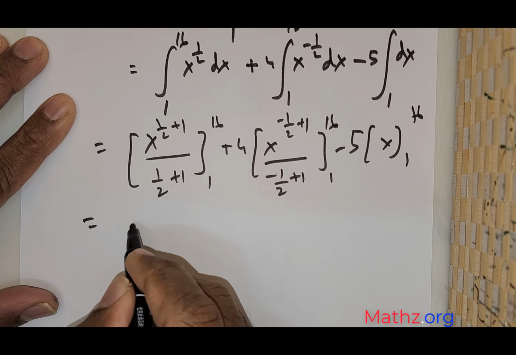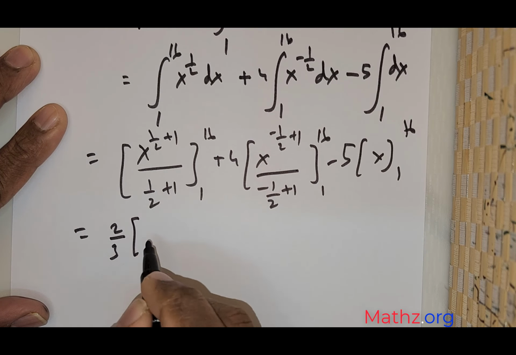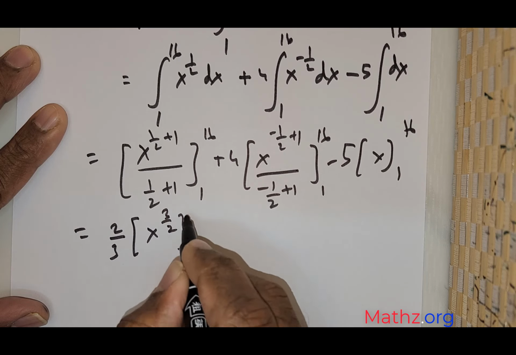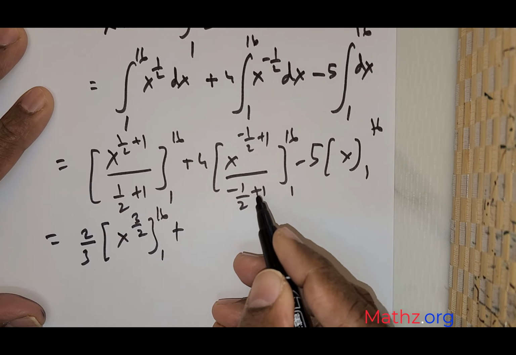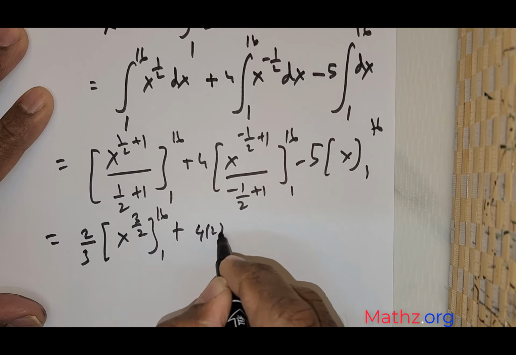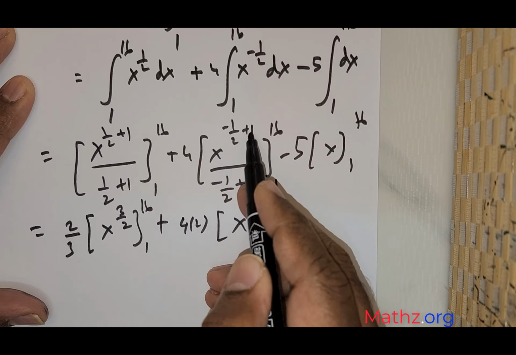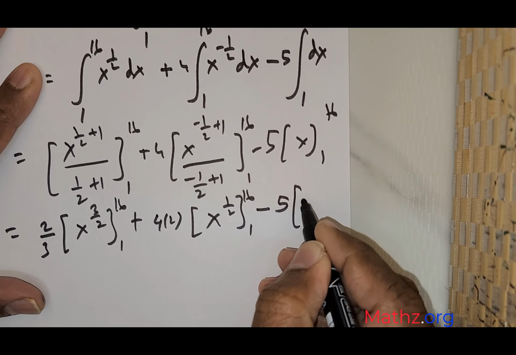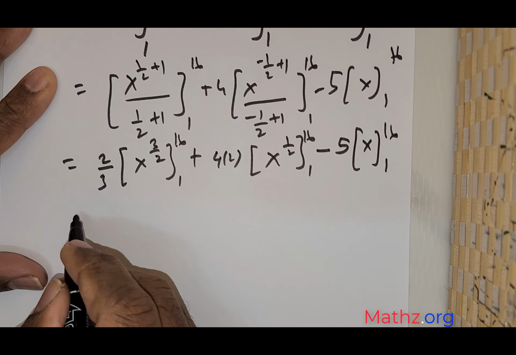So this can be rewritten as 3 over 2. So you flip that, you get 2 over 3 times x raised to the power of 3 over 2, right? So 1 to 16 positive, this is 1 over 2, right? So you flip it, you get 4 times 2, and this is x raised to the power of 1 over 2, negative 1 over 2 positive 1 will give you 1 over 2, 1 to 16, negative 5 times x, it stays as it is. I don't want to apply the limit for this alone, so we will do it as a whole.